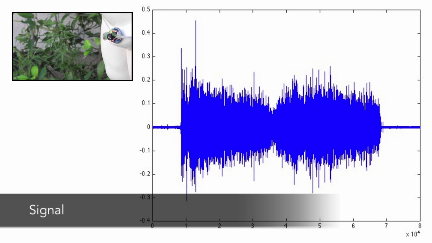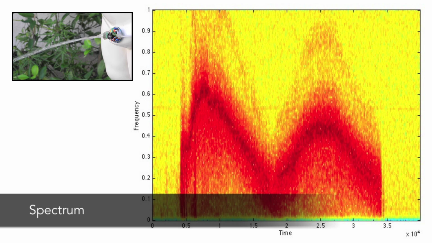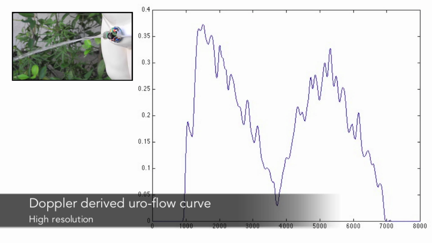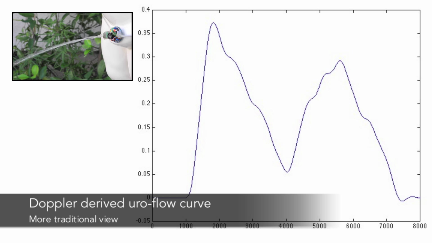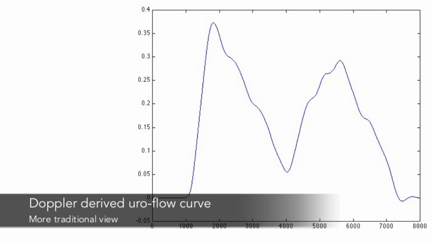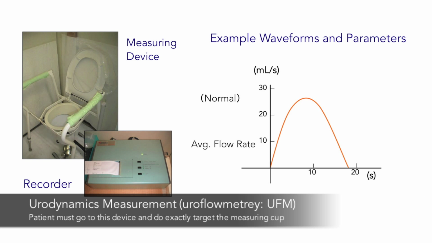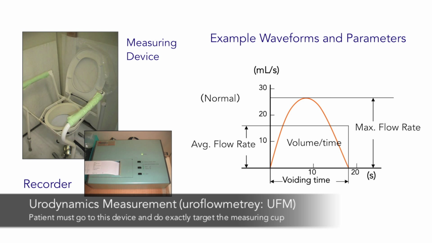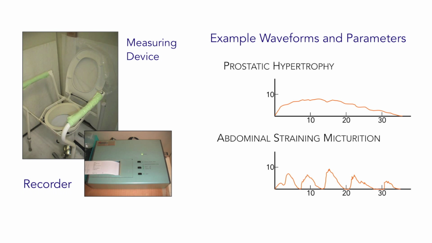This is a Doppler audio signal. Its frequency spectrum. Doppler spectrum derived uro-flow curve in high resolution, and a more traditional smoothed view. In conventional urodynamics measurement, a patient must go to a device like this and exactly target the measuring cup.